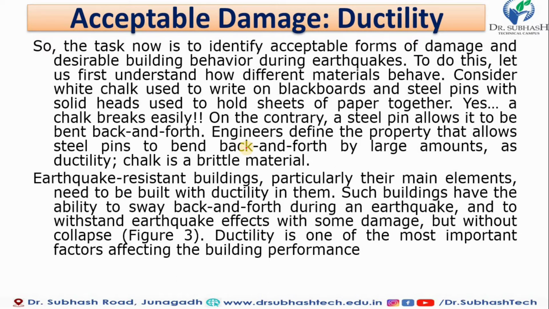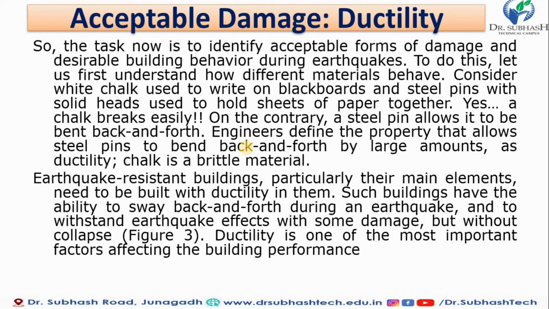So engineers define this property, which allows the steel pin to bend back and forth by a large amount, as ductility. Chalk, again I say, is a brittle material, so damage like that of chalk is not acceptable. So in an earthquake-resistant building, particularly the main elements need to be built with ductility in them. Such a building has the ability to sway back and forth during the earthquake. What should be the effect of swaying during the earthquake? It should shake. After the earthquake motion stops, the building should return to its original position. In technical terms, it should be treated as swaying back and forth during the earthquake.